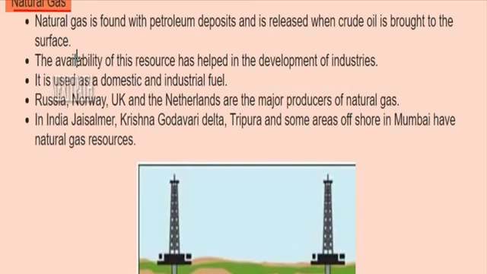Now, natural gas. What do you understand by natural gas? From the name itself, we can figure out that the gas formed by nature or found in nature is called natural gas. It is found with petroleum deposits and is released when crude oil is brought to the surface, which is refined and the natural gas is extracted. The availability of this resource has helped the development of industries, and we can use natural gas in both domestic and industrial ways. Russia, Norway, UK and Netherlands are the major producers of natural gas.